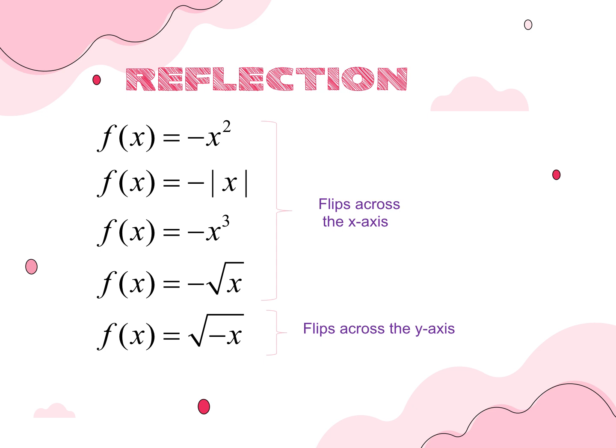So if you look at these functions that you see on the screen, notice that they all share something in common. I'm going to go ahead and highlight. They all have this negative. These first four have the negative on the outside of our parent function. And this last one, notice that the negative is on the inside of our parent function. If you see that the negative is on the outside of your parent function, this is a reflection across the x-axis. So what does this mean?